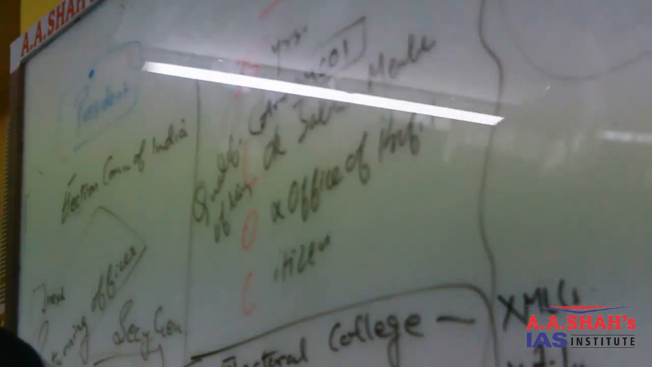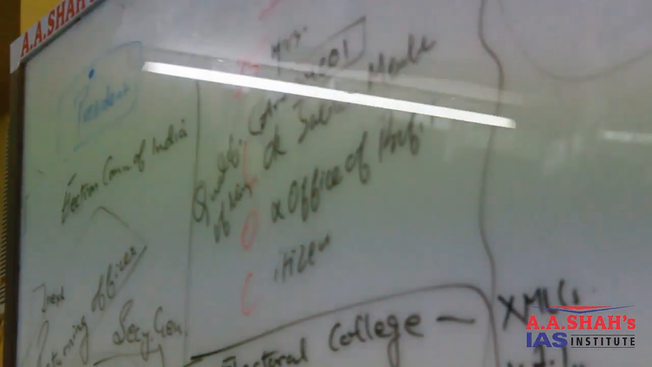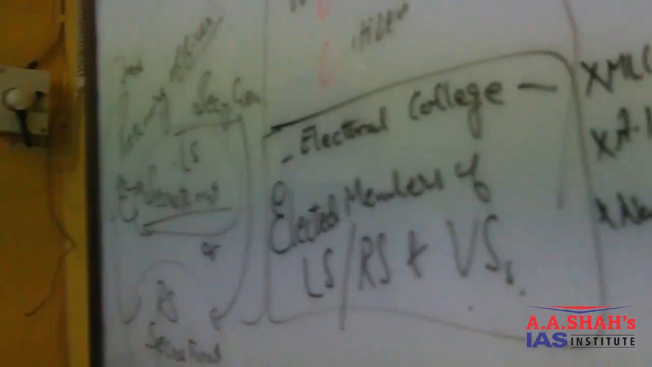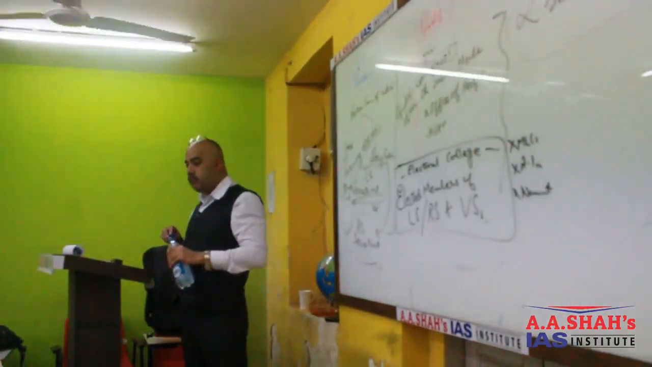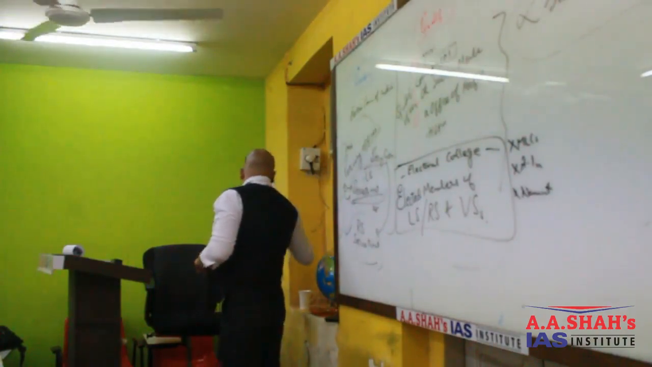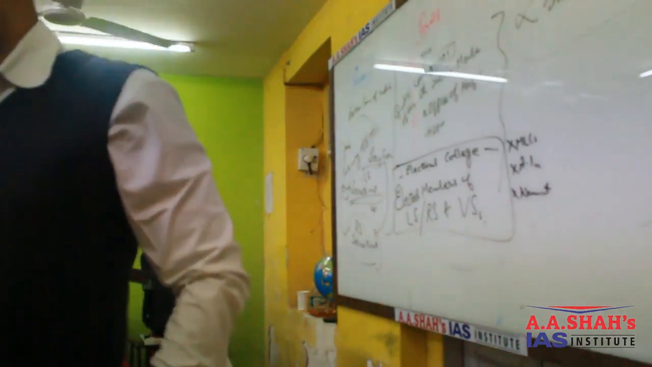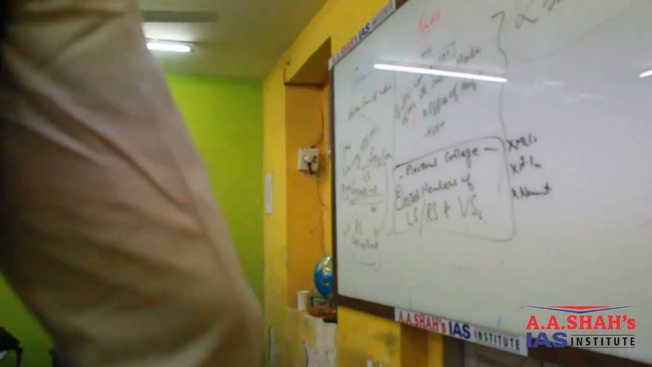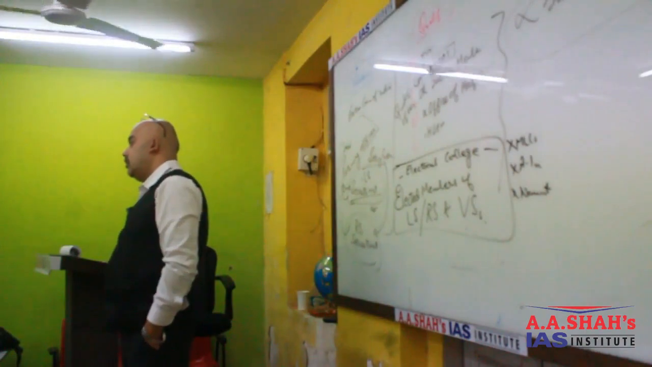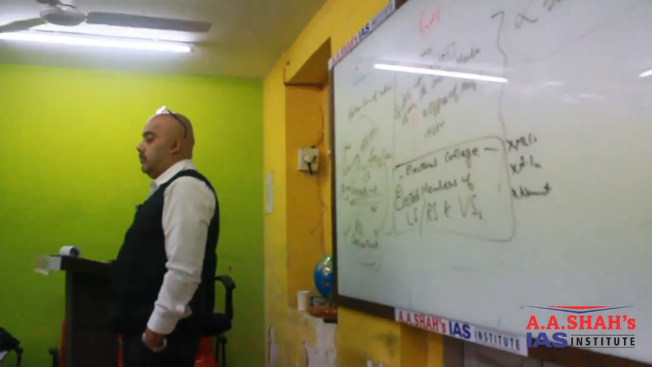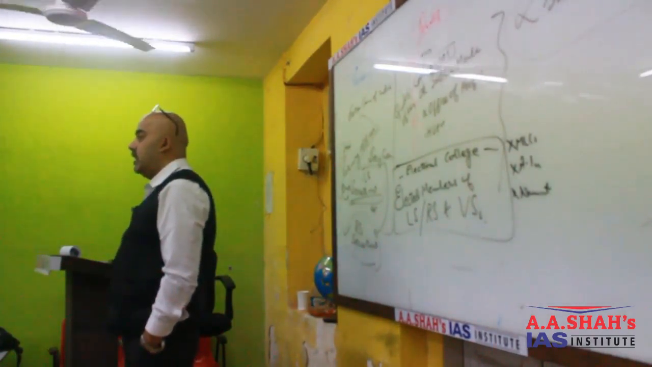Right, the elected members from the Union Territories of Delhi and Puducherry, the elected members of the Legislative Assemblies of Delhi and Puducherry, are also a part of the Electoral College. These are the only two union territories which have representation in the Electoral College.